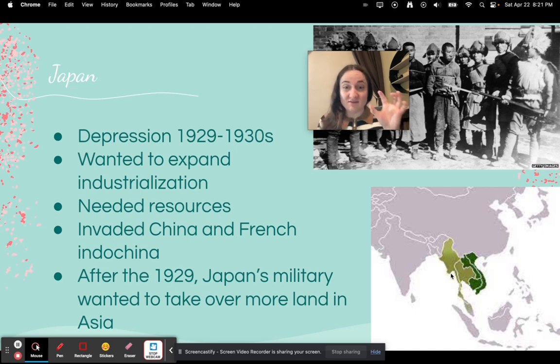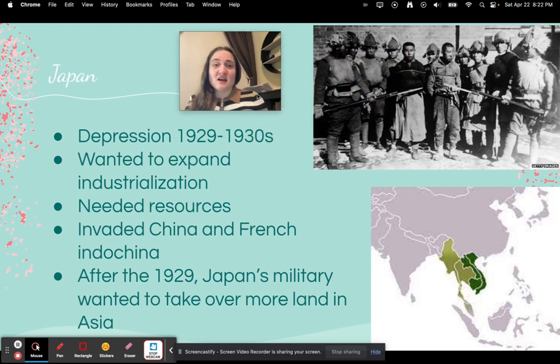And at this point in time, in the 20s and the 30s, France actually had control of this little chunk of countries right here, due to imperialism, which is a whole different topic. So for simplicity's sake, just know that France controlled this part. And in China, Britain had a lot of money invested at this point as well. So after 1929, Japan's military wanted to take over more land in Asia. So that's where they turned their attention to China and Indochina.